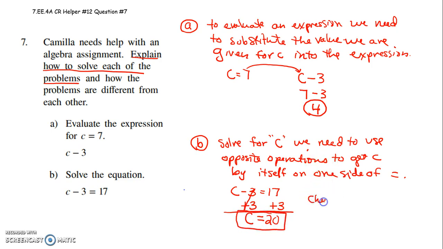I could check that if I want. I started with C minus 3 equals 17. You always write down the original. But now I know C is 20, so I can substitute 20 in place of C. So we have 20 minus 3 equals 17. We're hoping that's true. Well, what's 20 minus 3? 17. 17 does equal 17. It means 20 was the correct value for C.